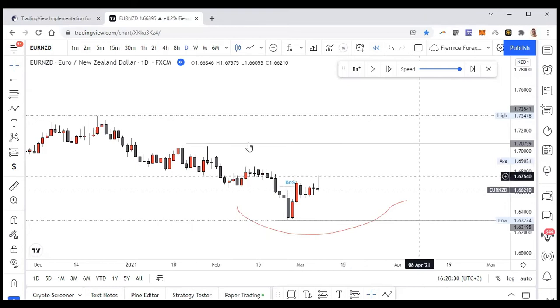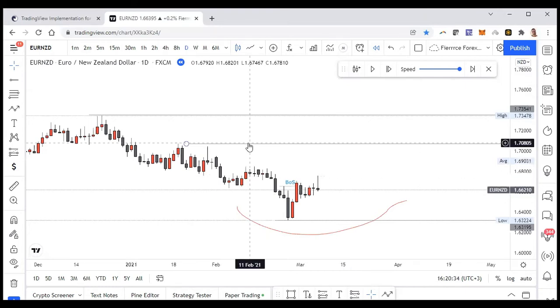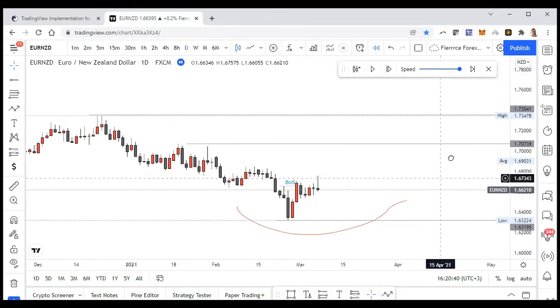I'm not going to be talking about support and resistance. I'm going to interchange that with supply and demand. But what do I mean by supply and demand?